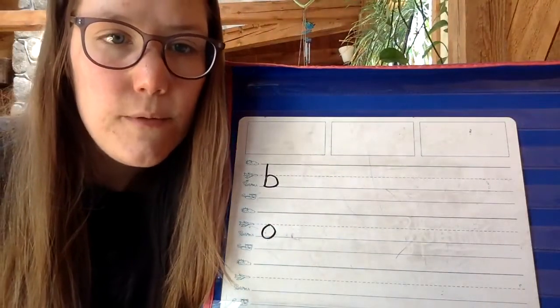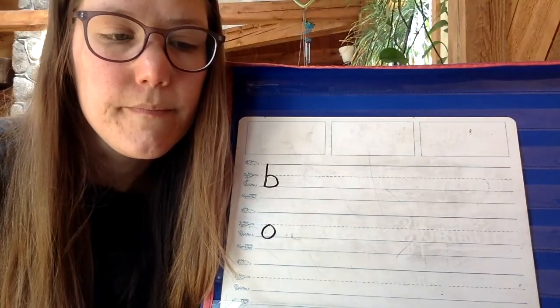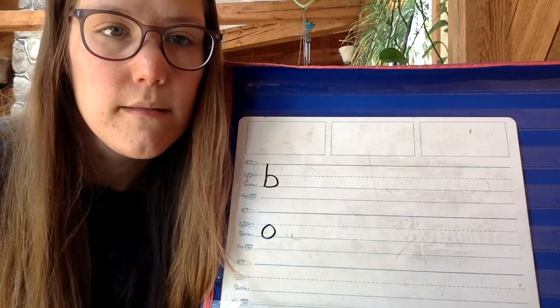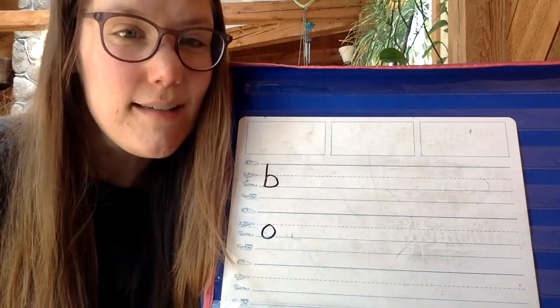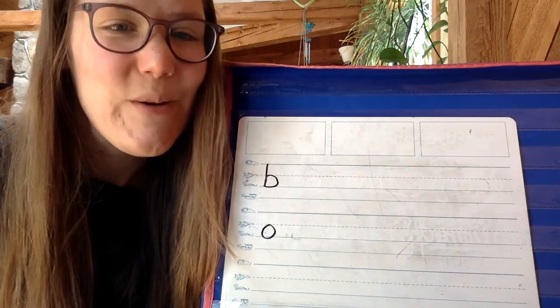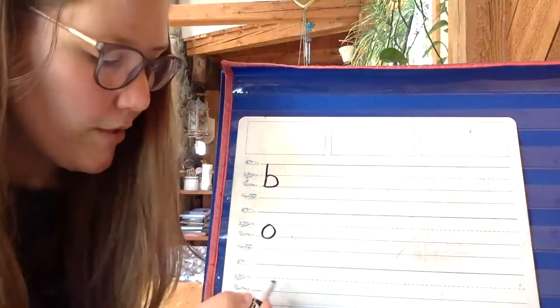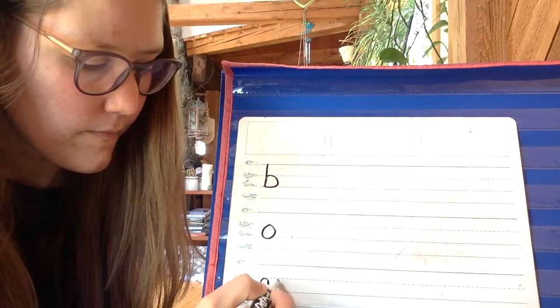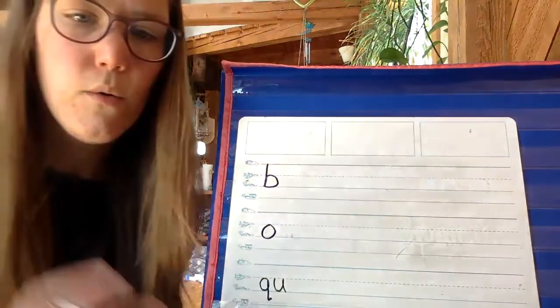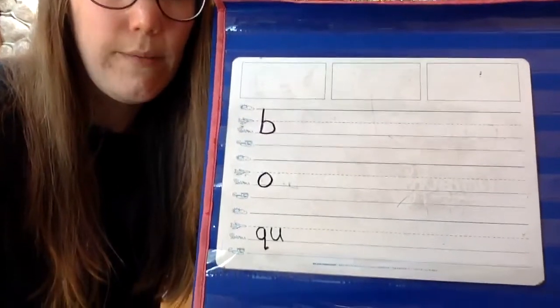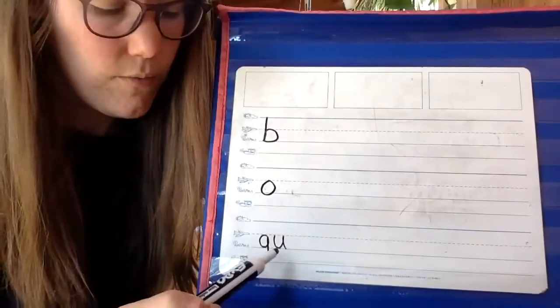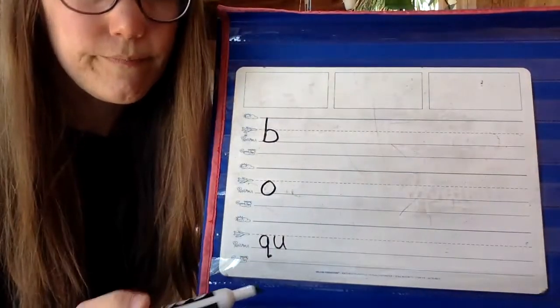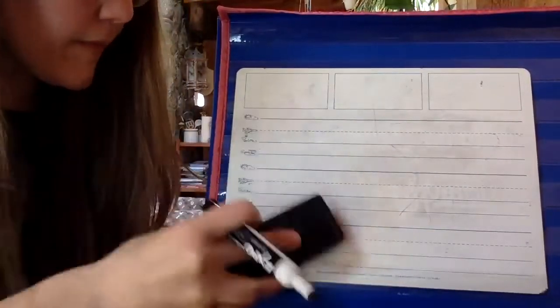And the last sound, qu. That one's kind of tricky. Qu is Q, U. Here we go. Q, U, qu. All right, clear your boards.